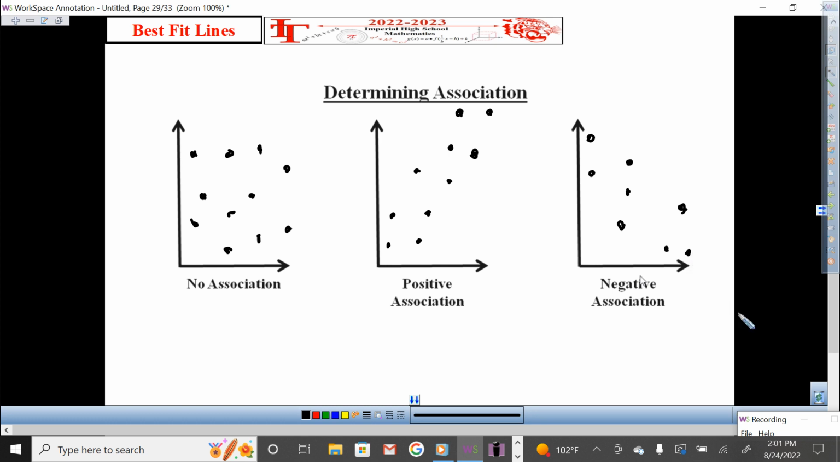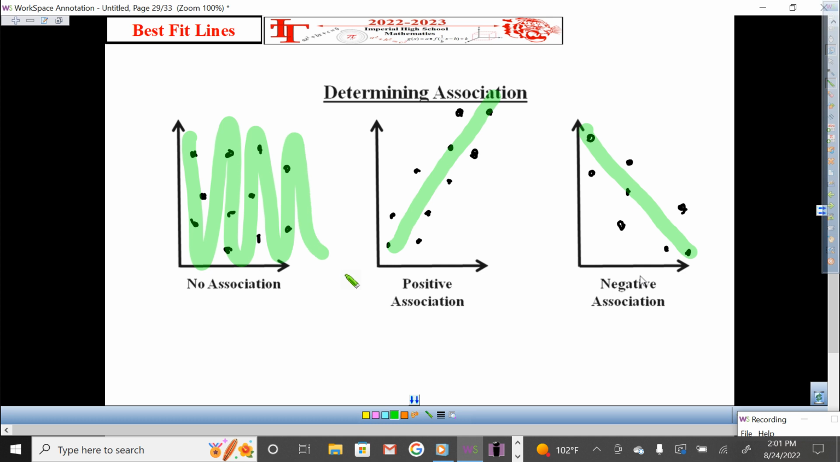Talk to your neighbor, let them know what's the difference between one to the other. How do we know no association, positive, and negative? All right, so hopefully they said, well, the positive one goes upward, the negative one goes downward, and this one is all over the place. So therefore, there's no association.